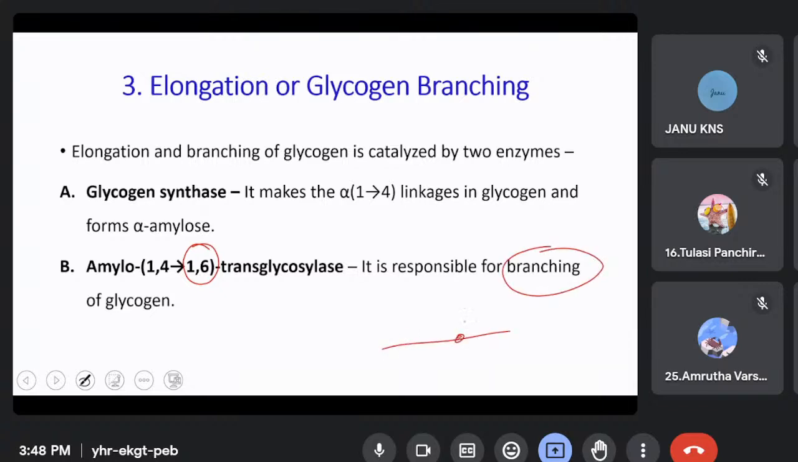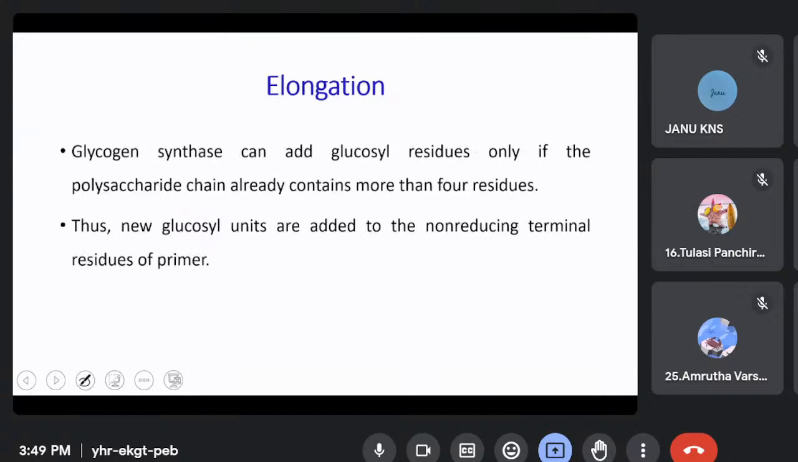When we are discussing the structure of glycogen, at branch points there is a 1,6 glycosidic bond, and at the other points there are 1,4 glycosidic bonds. The 1,4 glycosidic bonds are added by glycogen synthase, whereas at branching points the 1,6 glycosidic bond is added by amylo 1,4 to 1,6 transglycosylase. Thus, it is responsible for branching of glycogen.